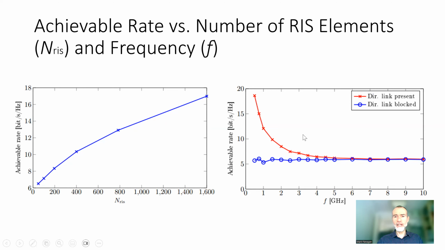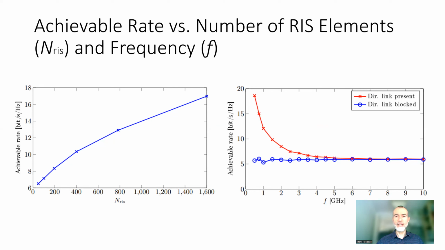If we, however, look on the right-hand side, what we're doing in this experiment is increasing the frequency of operation, and we're keeping the physical size of the ORS fixed in this particular picture. So as we increase the frequency of operation, two things happen. Number one, with increasing frequency, the path loss on the indirect link becomes smaller. In fact, it gets smaller on the direct link as well, but the effect is much more pronounced on the indirect link.